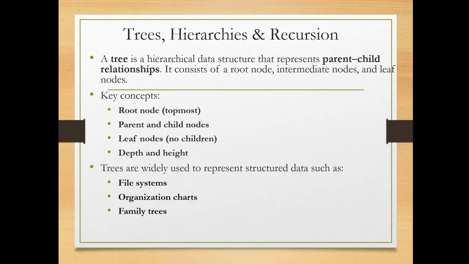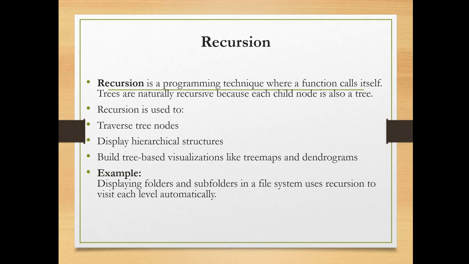And next, trees, hierarchies and recursion. Trees represent hierarchical data using a parent-child relationship. They consist of root nodes, intermediate nodes and leaf nodes. Recursion is often used to traverse tree structures. In the key concepts, the root node is the topmost, then parent and child nodes, and leaf nodes have no children. Depth and height will be measured. Trees are widely used to represent structured data such as file systems, organization charts, and family trees.